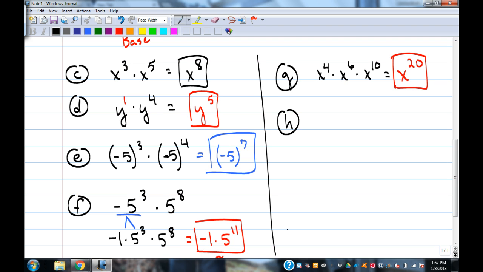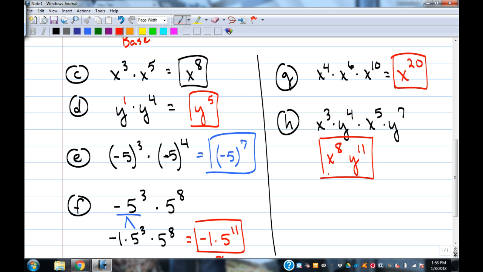Very, very simple idea. If we had more of them, maybe we had x to the 3rd times y to the 4th times x to the 5th times y to the 7th. Which ones go together? The y's go with the y's, the x's go with the x's, right? Because those are the ones with the same base. So what does the x end up being? X to the 8th. And the y? Y to the 11. Good.